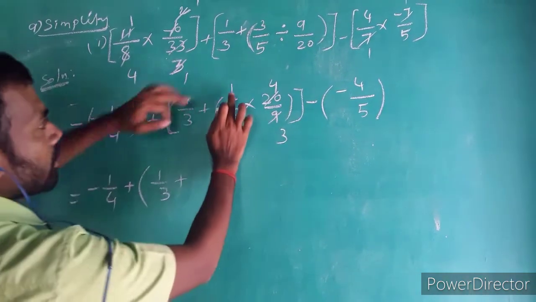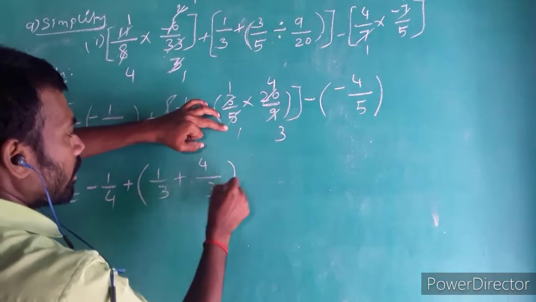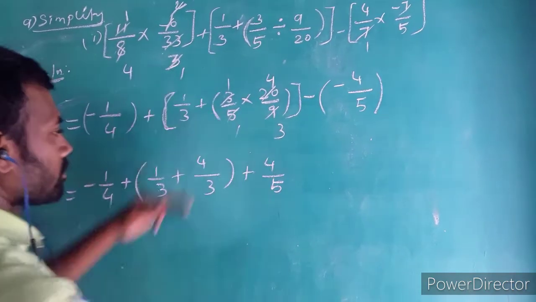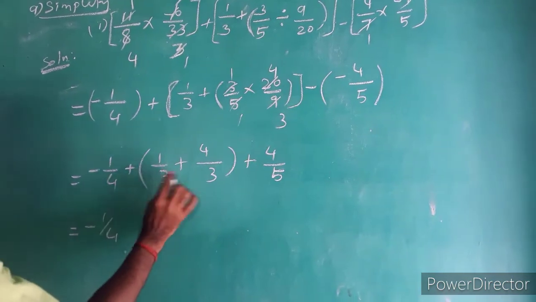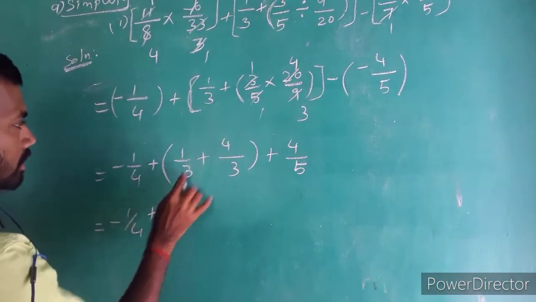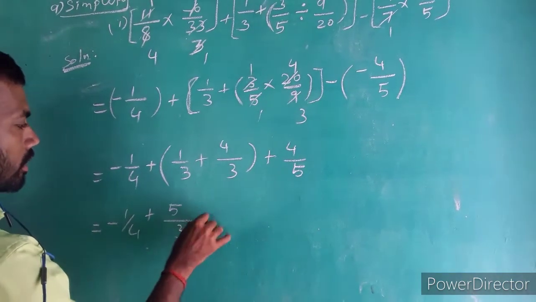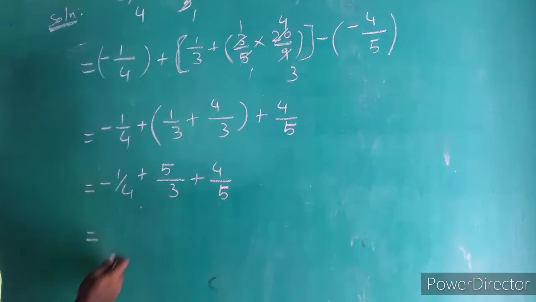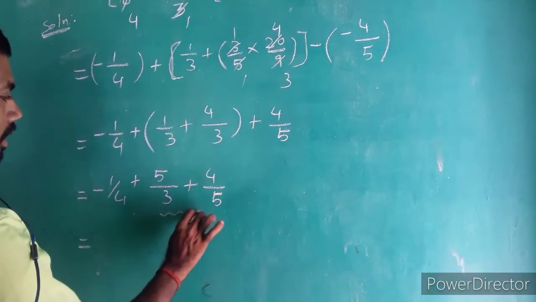Next, plus, so 1s are 4, answer is 4; by 1s are 3, answer is 3. Minus into minus, answer is plus, so 4 by 5. Right. Next one, minus 1 by 4. These two numbers have the same denominator, so adding the numerators, plus, 4 plus 1 is 5, so 5 by 3, next plus 4 by 5, right.